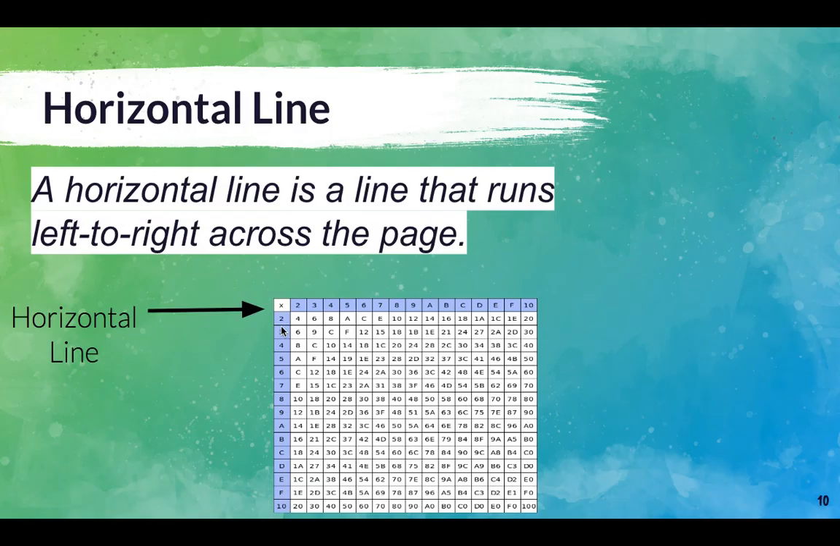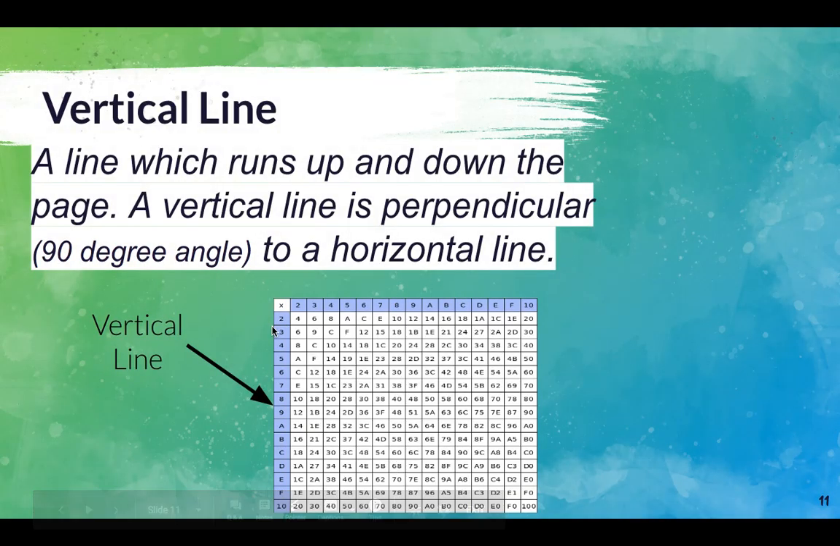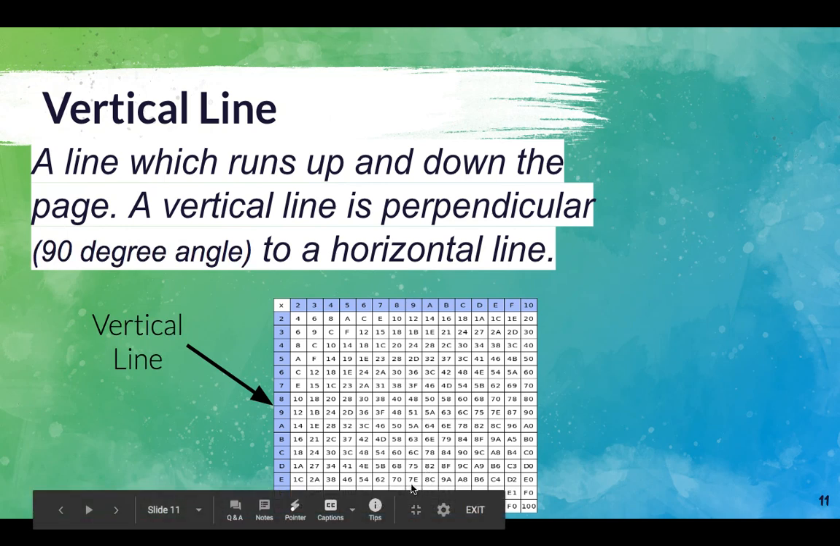Horizontal line is just a line that runs left to right across the page, or side to side, where vertical runs up and down the page. So horizontal is side to side and vertical is up and down.